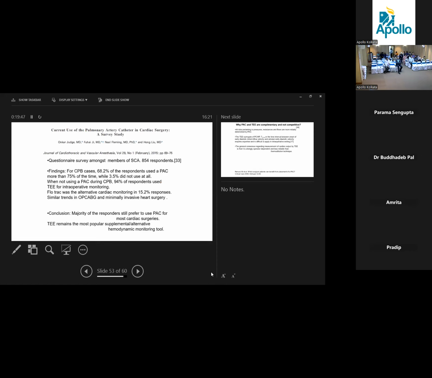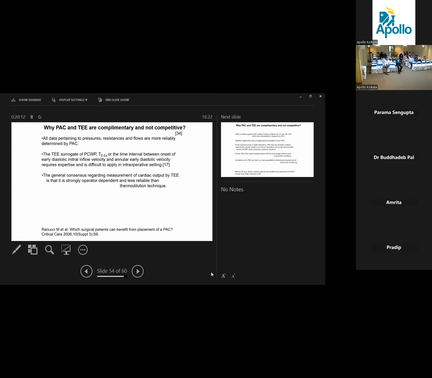Now, in another study done in 2015, on the current use of PA catheter in cardiac surgery, a survey study, they concluded that the majority of responders still prefer to use the PA catheter for most cardiac surgeries. Transesophageal echocardiography remains the most popular supplemental or alternative hemodynamic monitoring tool.